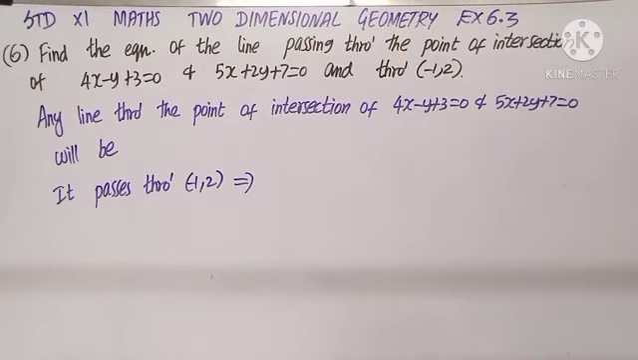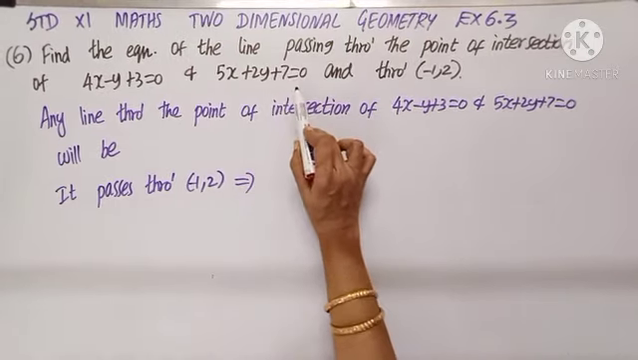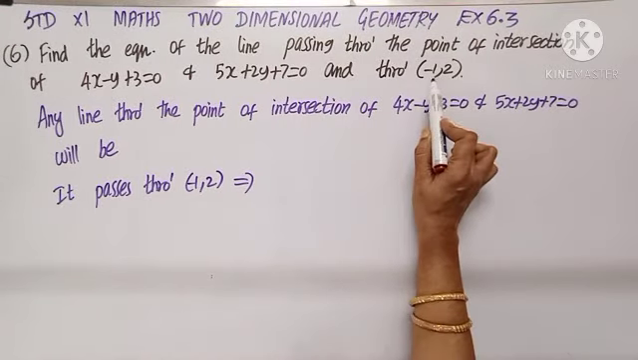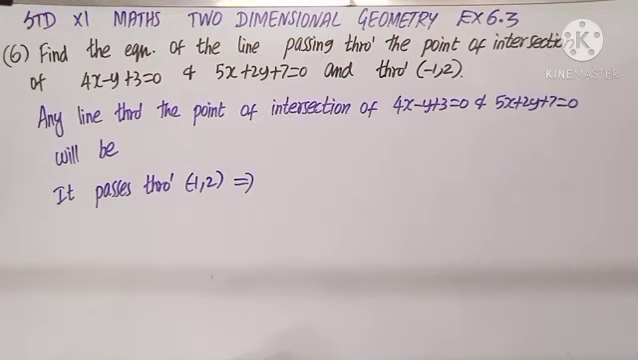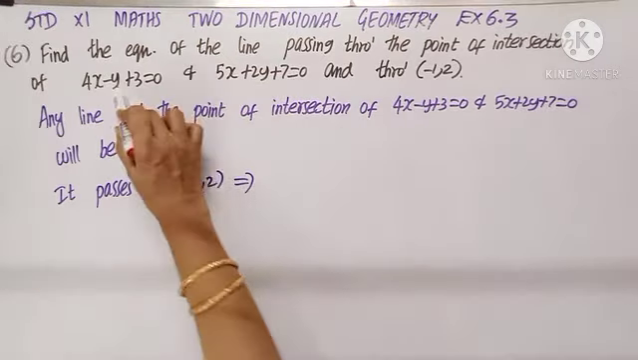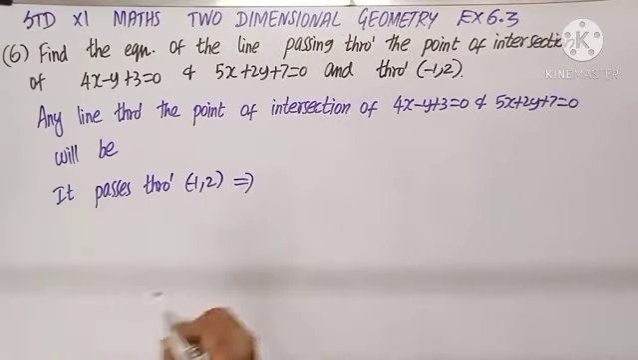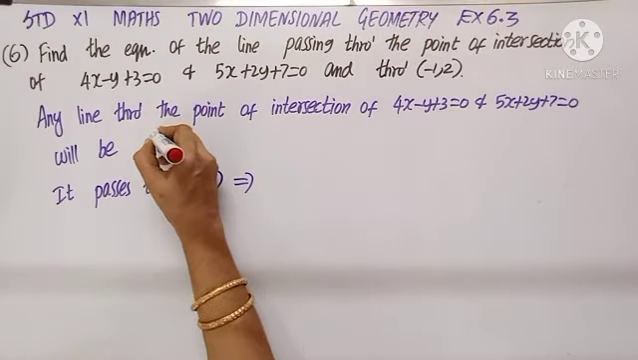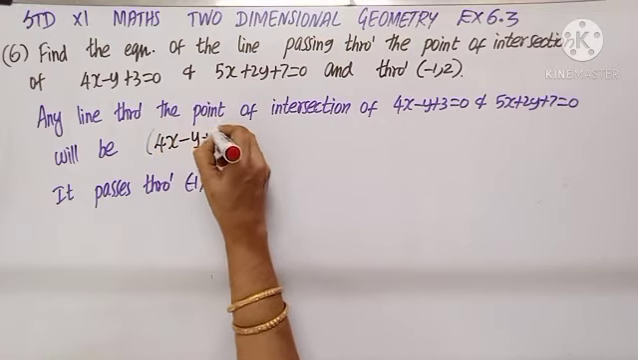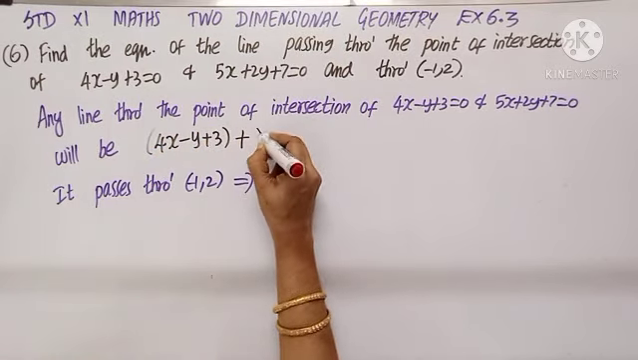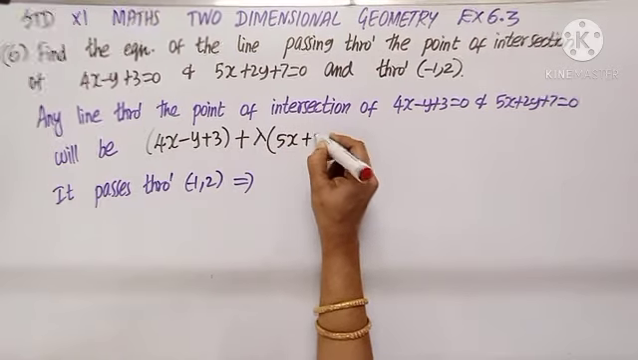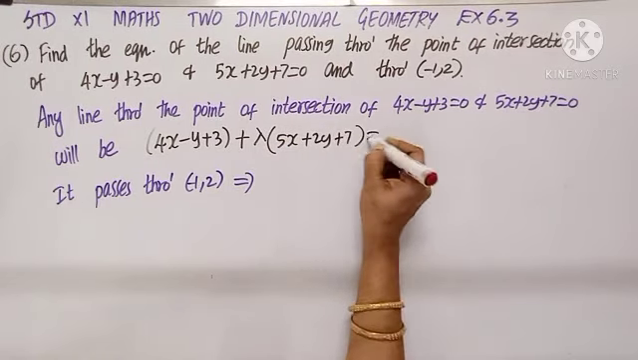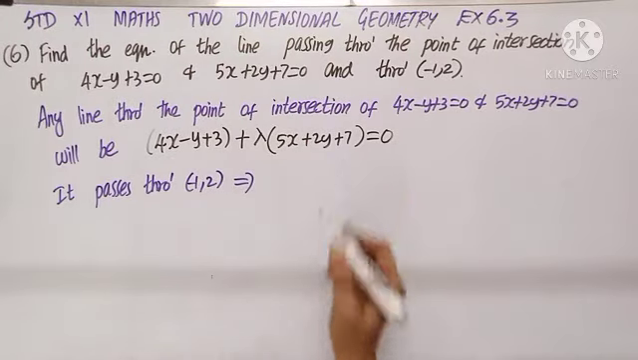Sixth question, find the equation of the line passing through the point of intersection of 4x minus y plus 3 equal to 0 and 5x plus 2y plus 7 equal to 0 and passing through minus 1, 2. Any line through the intersection of two different lines is a combination of the two. How do I write? First line, say 4x minus y plus 3 plus lambda times the second equation. So we say this is a linear combination of the two lines.